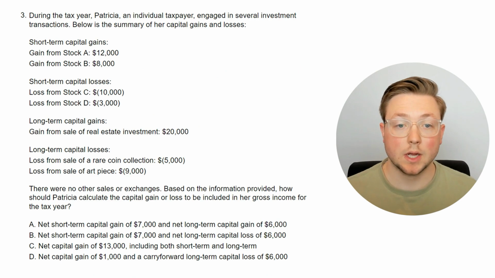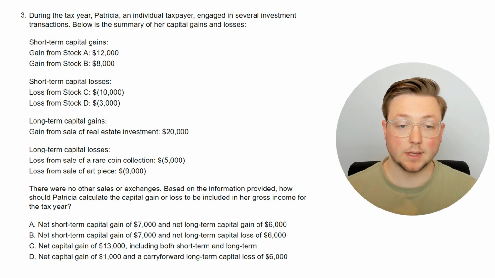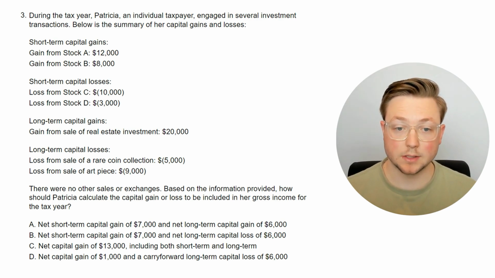Okay, here's the next question. During the tax year, Patricia, an individual taxpayer, engaged in several investment transactions. Below is the summary of her capital gains and losses. Short-term capital gains, so that was 12,000 plus 8,000, so she had 20,000 in short-term capital gains, $13,000 in short-term capital losses when you add these together, and then the gain from the sale of real estate investment of $20,000, and a long-term capital loss from the sale of the rare coin collection and the sale of an art piece. There were no other sales or exchanges based on the information provided. How should Patricia calculate the capital gain or loss to be included in her gross income for the tax year?